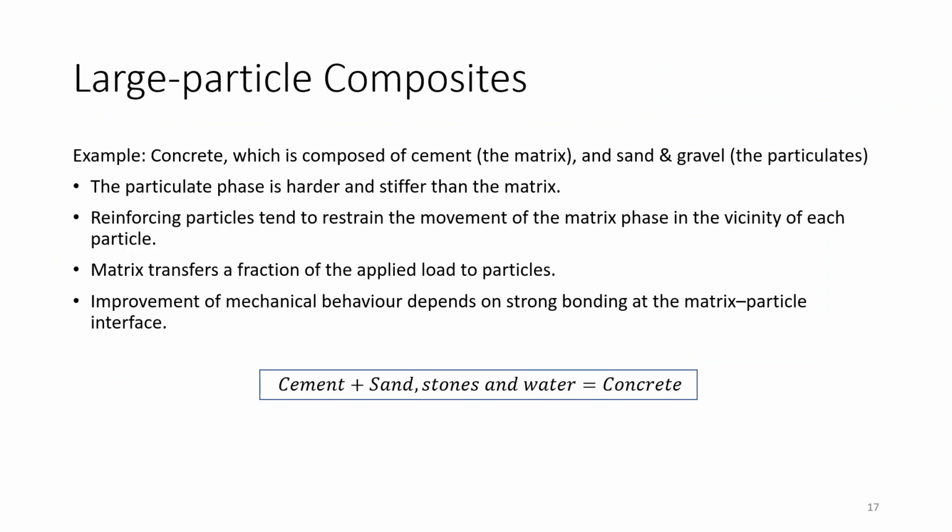First off, we have large particle composites. Examples include concrete, which is composed of cement, which is the matrix, and then sand and gravel. They act as particulates, and the particulate phase is harder and stiffer than the matrix. And reinforcing particles tend to restrain the movement of the matrix phase in the vicinity of each particle.